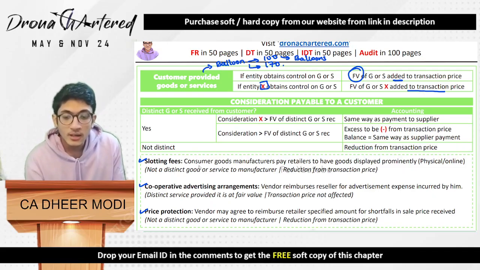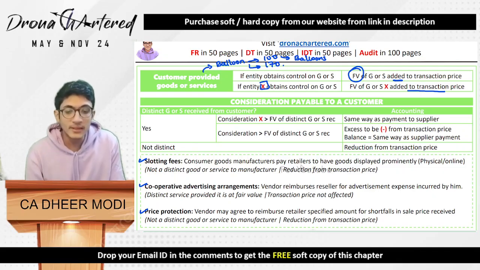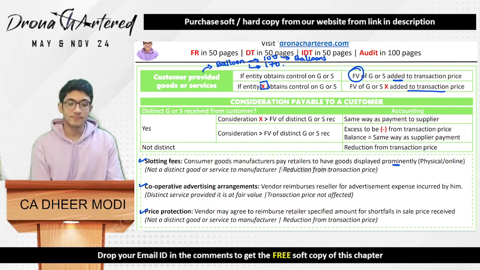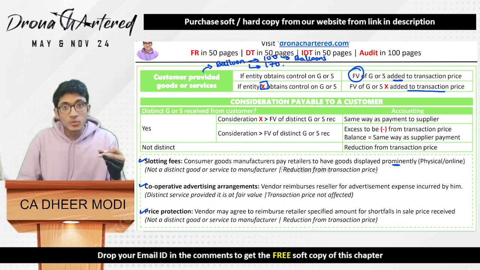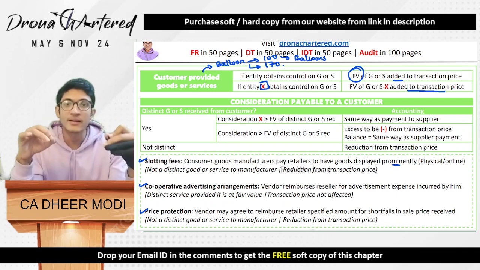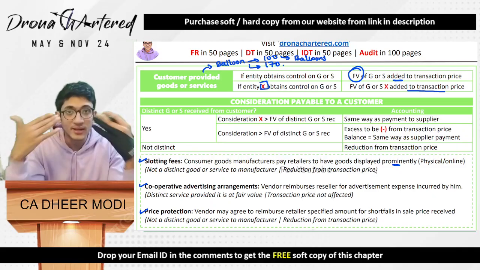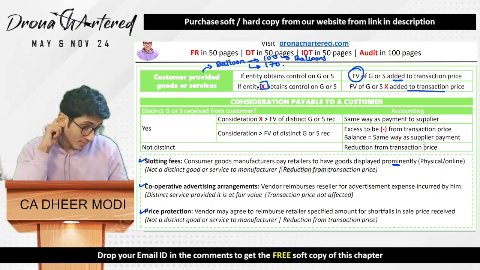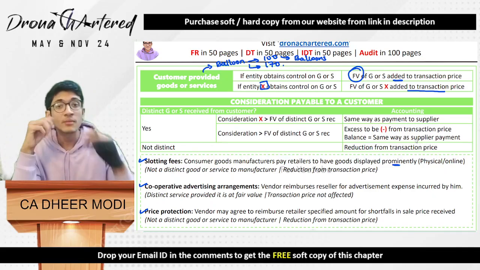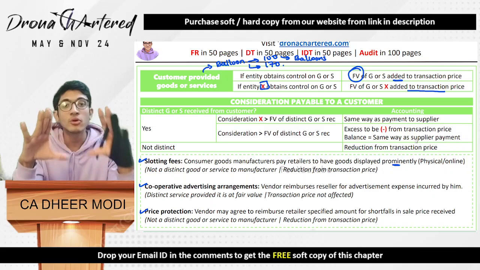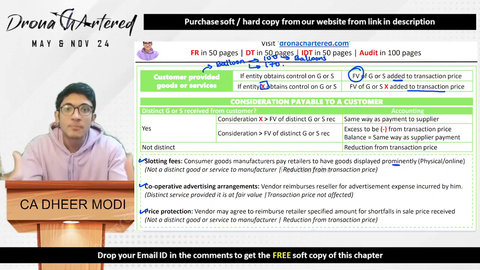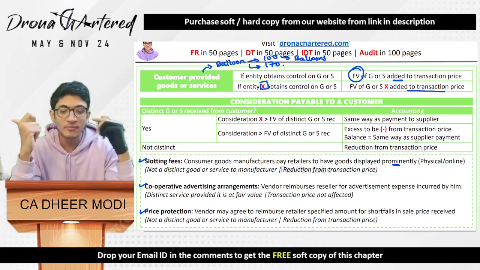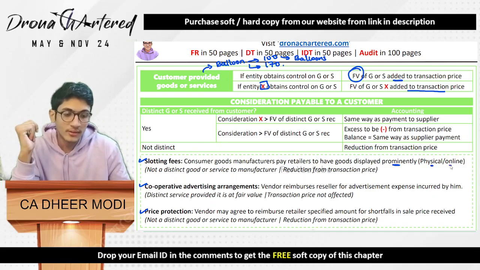That is, a consumer goods manufacturer pays retailers to have goods displayed prominently. This can be either through physical stores, boss, whenever the customer enters the shop, I want my good to be placed there. That is visibility. Or say for example, when you sell through Amazon, you sell through Blinkit, I tell them, boss, whenever a customer searches for protein, I want my protein powder, my whey powder, to be displayed as the first item. So I will be paying them for this. So therefore, this is both physical and online.